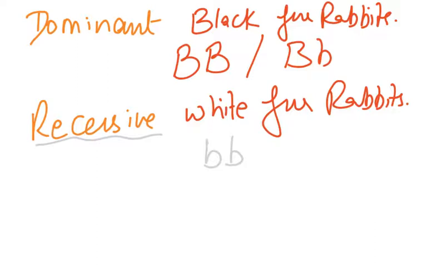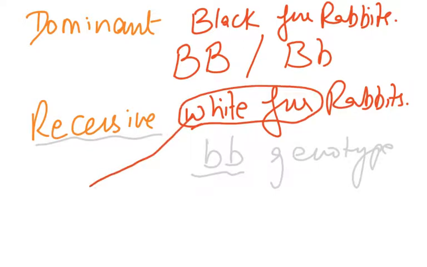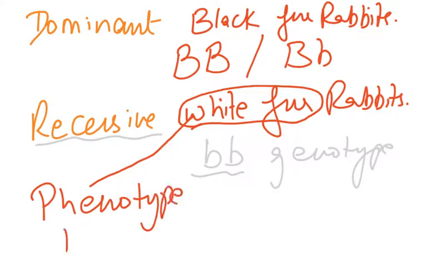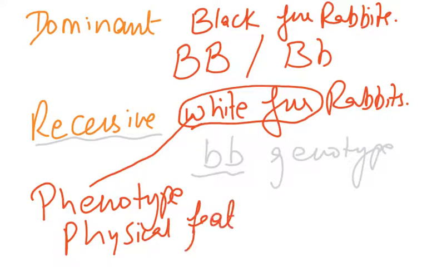So please read the question carefully. The letters, of course, are the genotype. And the fact that we say this is a white fur rabbit is the physical features, the phenotype. That's how I make you all remember it: physical features, but you can just say appearances also. So: dominant, recessive, phenotype, genotype.